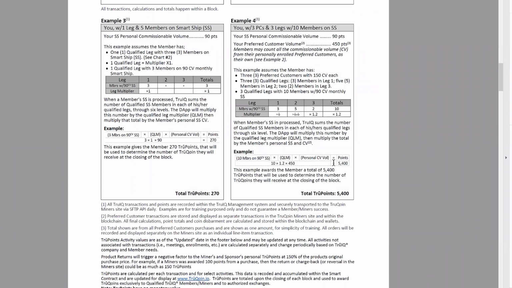So now you can see the difference. You've built legs and you have more people. That's now 5,400 points. Now you can see that multiplier of not only multiplying the number of people you have, but the number of legs you have. We reward that because we're rewarding you for building a team in TruIQ. That's where the real growth in TruIQ comes from. Not only for you in weekly and monthly commissions, that's going to build your monthly commissions, but we wanted to reward that activity for those who are helping us build TruIQ.